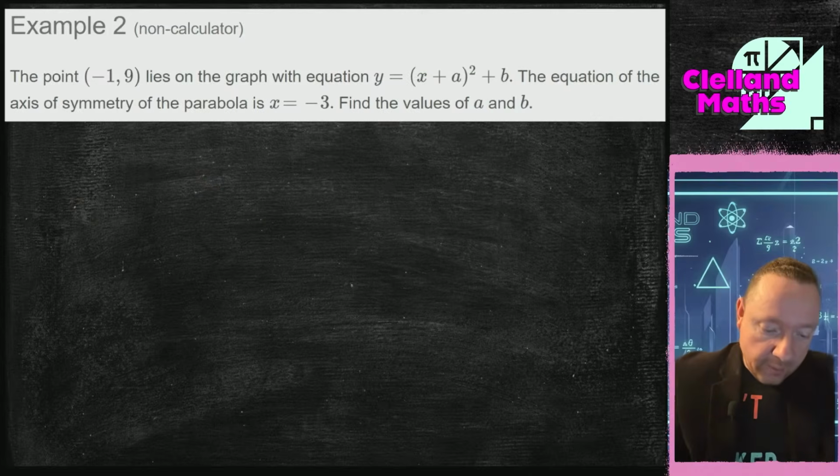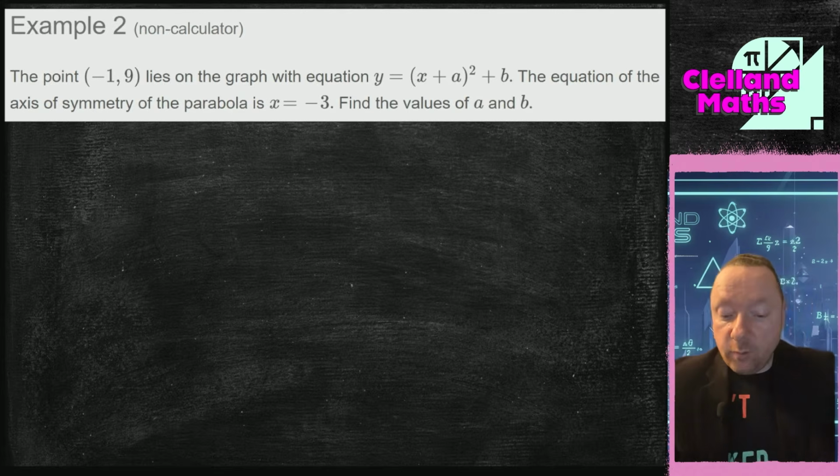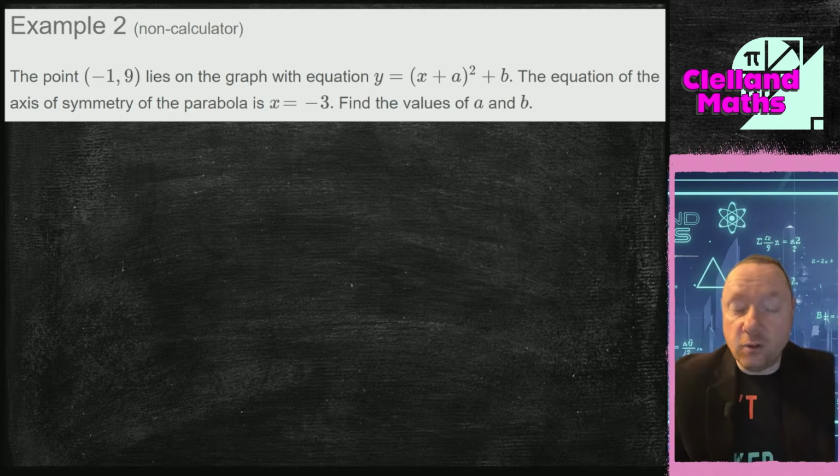Example 2. The point (-1, 9) lies on the graph with equation y equals (x plus a) squared plus b, and the equation of the axis of symmetry is x equals -3. Find the values of a and b.